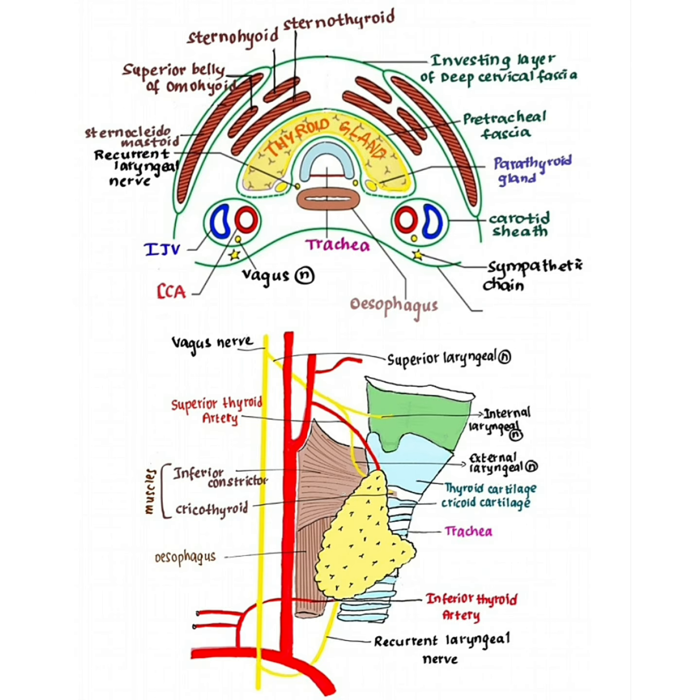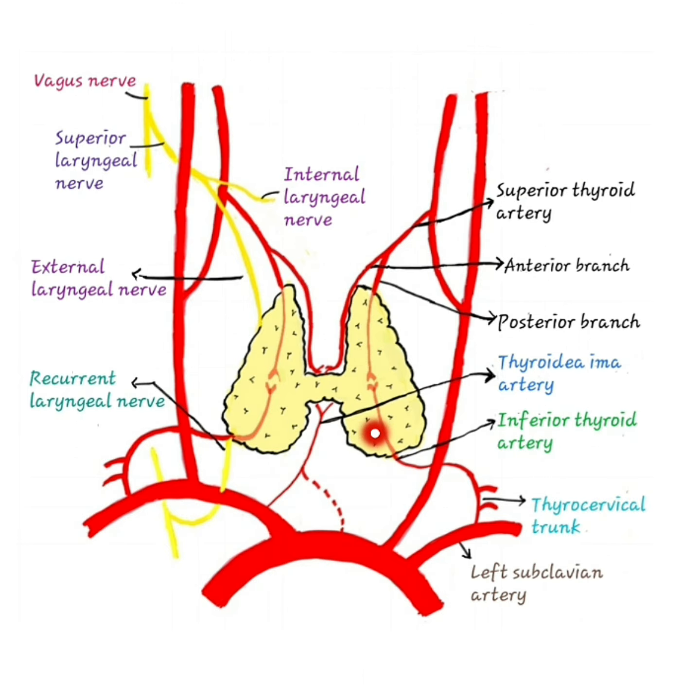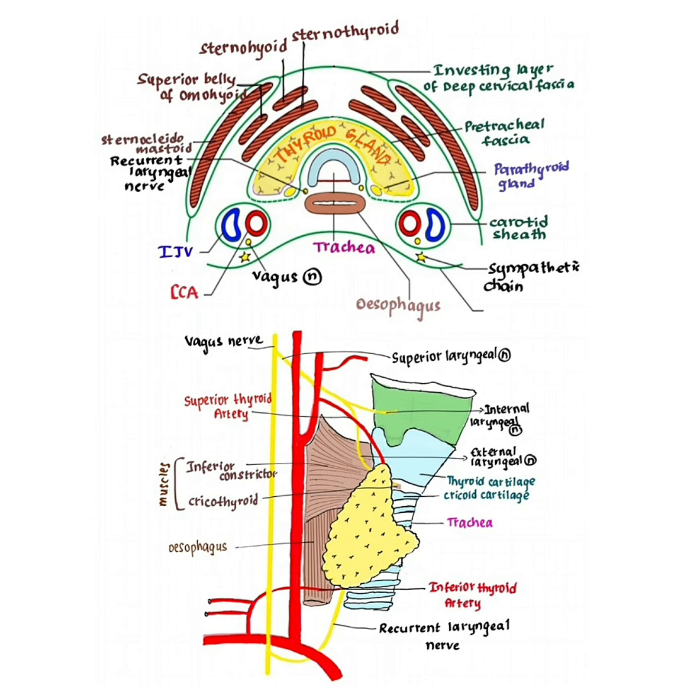Posterior border, it is thick and round. It is related to longitudinal arterial anastomosis between superior and inferior thyroid arteries. Along the posterior border, there is longitudinal arterial anastomosis between superior thyroid artery and inferior thyroid artery. The posterior border is also related to parathyroid glands.